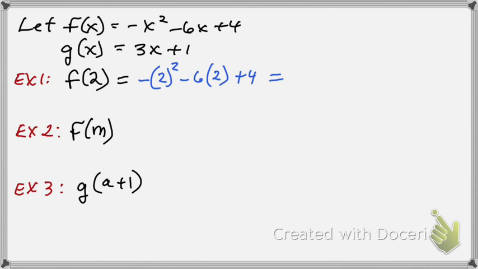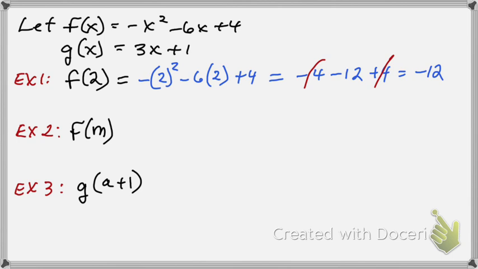Okay, I'm just plugging the 2 in. It says evaluate this function. In other words, give me a y when x is 2. So I've got minus 4, minus 12, plus 4. That's what I'm getting. Not too bad.